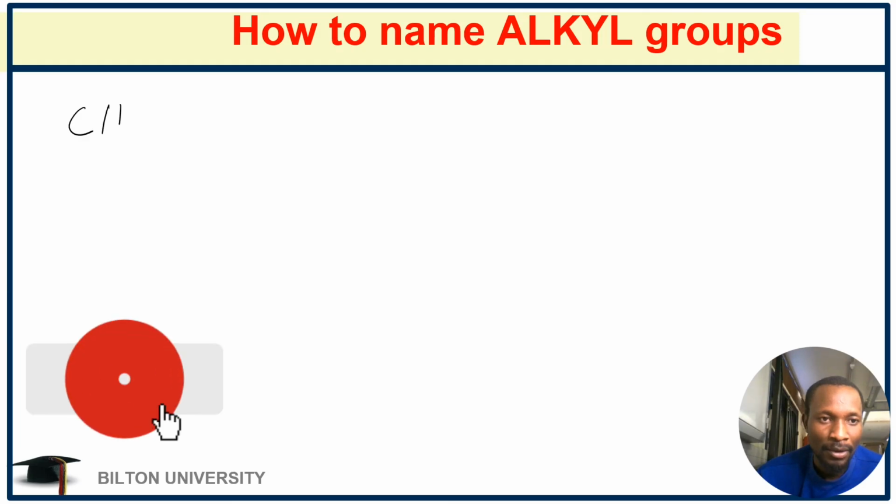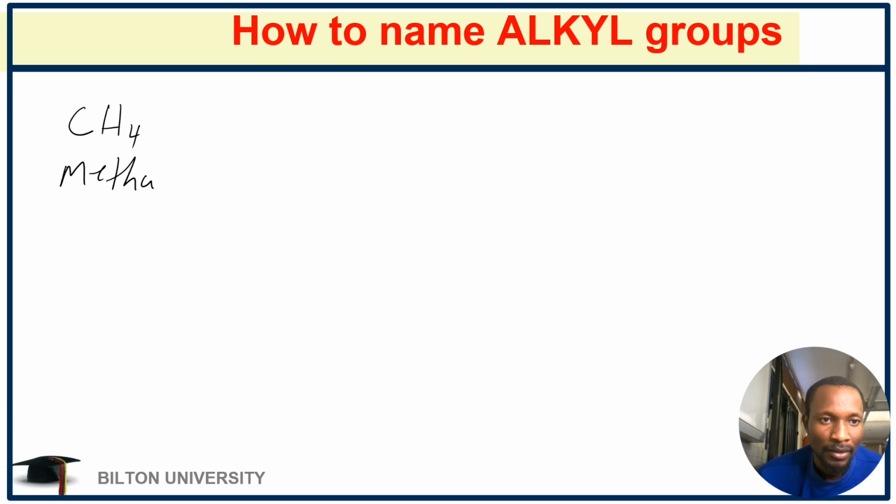Methane is a carbon bonded to 4 hydrogen atoms. So this is our methane. And this is the structure of methane, carbon bonded to 4 hydrogen atoms.